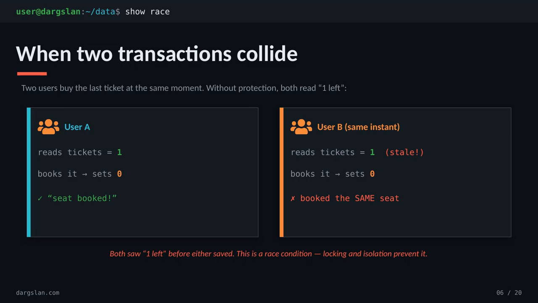Picture two users hitting buy on the very last ticket at the exact same instant. User A reads the inventory, one left, and books it. But user B, a millisecond later, reads the same value before A's write has landed. So B also sees one left and books it too. Both walk away thinking they got the seat, but they booked the same one. That's a classic race condition, and it's exactly what locking and isolation levels are designed to prevent.